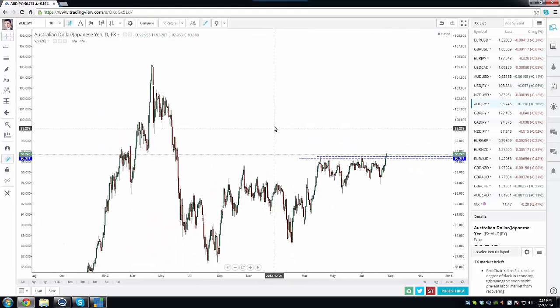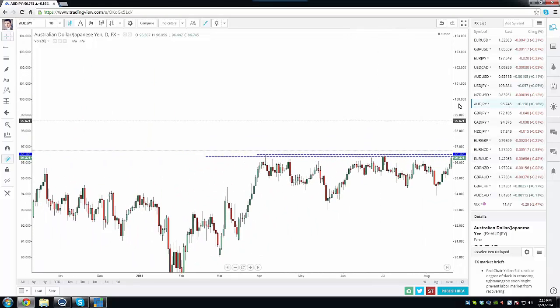If you look left, this next interior support and resistance leg goes all the way to almost $1, or almost 100 pips. We've got a really nice potential move here on Aussie Yen. We'll have to wait and see how that thing sets up.